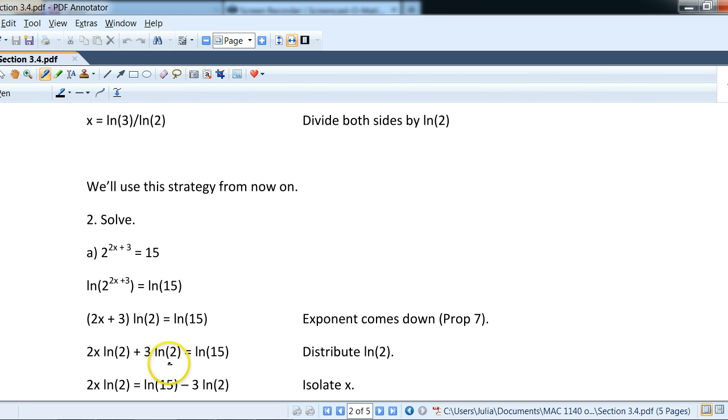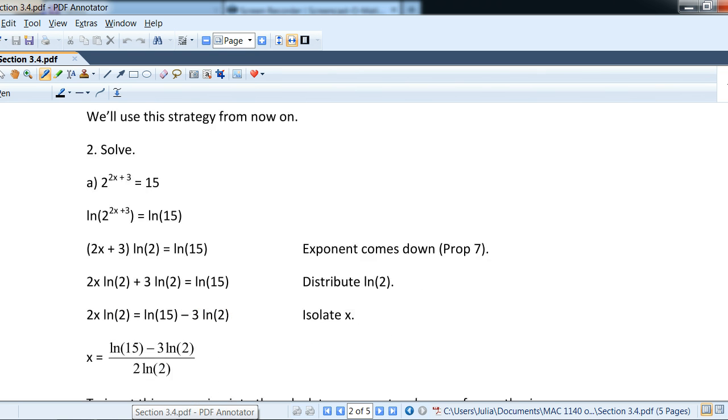So you can distribute a ln of 2. It's like a constant. So you'll get 2x times ln of 2 plus 3 ln of 2 equals ln of 15. Then you can isolate the term with the x by subtracting 3 ln of 2. You cannot combine the ln, so usually I typically write them like this. That's how we get the exact expression, ln of 15 minus 3 ln of 2 over 2 ln of 2. So I divided both sides by 2 ln of 2.